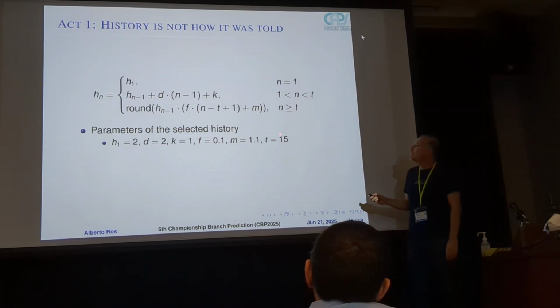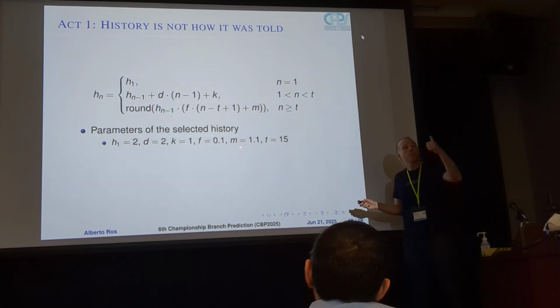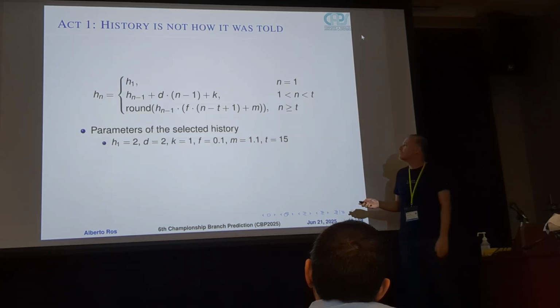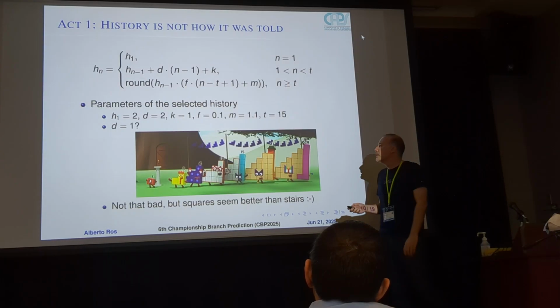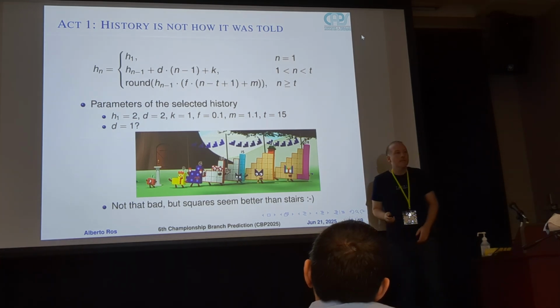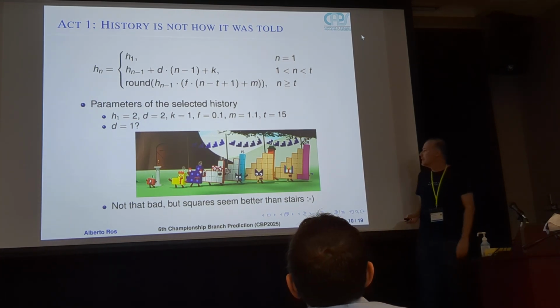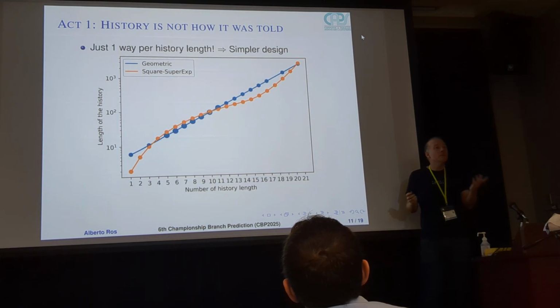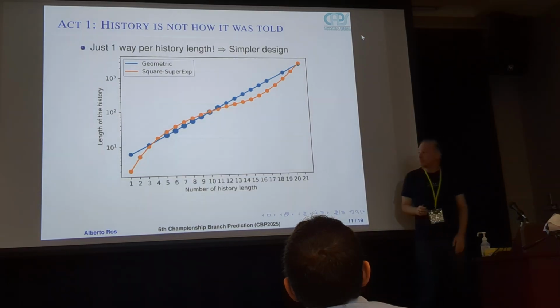And then after 15 histories, we change to multiplying by 1.1, then plus 0.1, right? 1.2, 1.3, 1.4, and so on. We increase faster and faster. We also tried with b equal 1, third party, but it was not as good as the square one. Still better than the geometric, I would say.